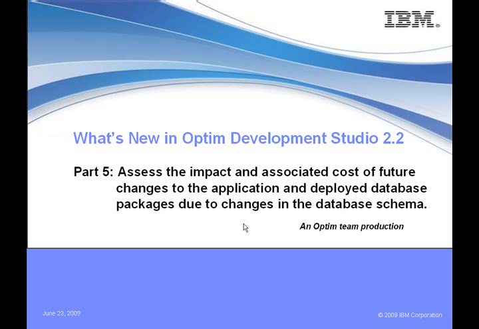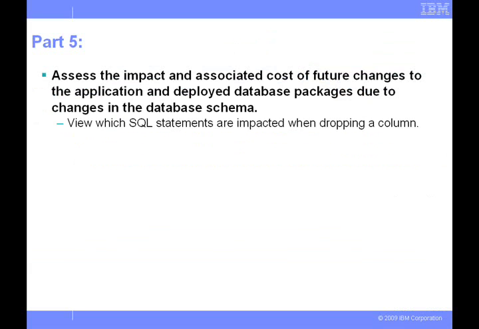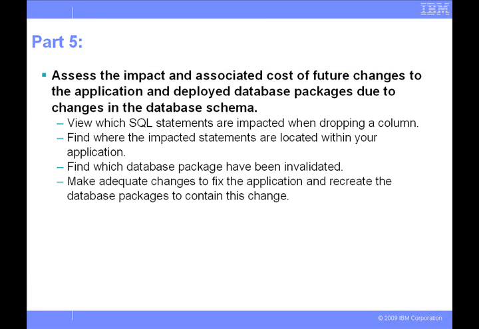In part 5 of this series, we'll see how to reduce the impact and associated cost of future changes to the application and deploy database packages due to changes in the database schema. We will view which statements are impacting when dropping a column and locate those statements within our application. Then we will find any invalid database packages and make adequate changes to fix the application and recreate the database packages to contain this change.